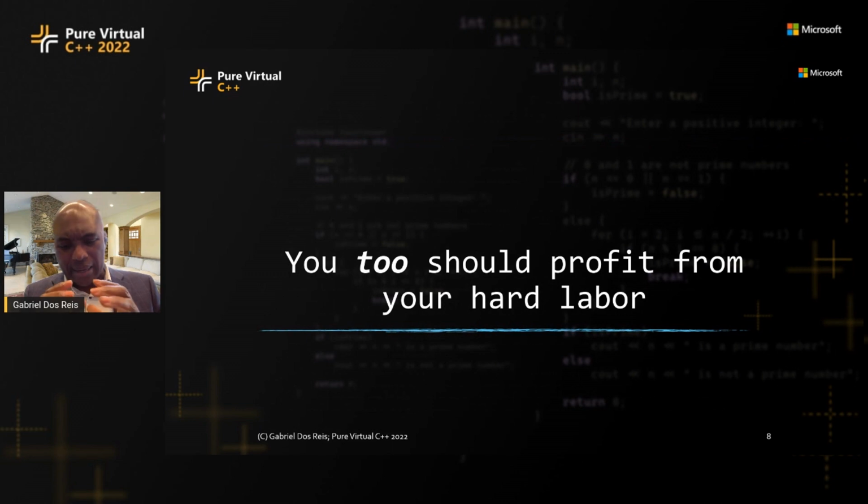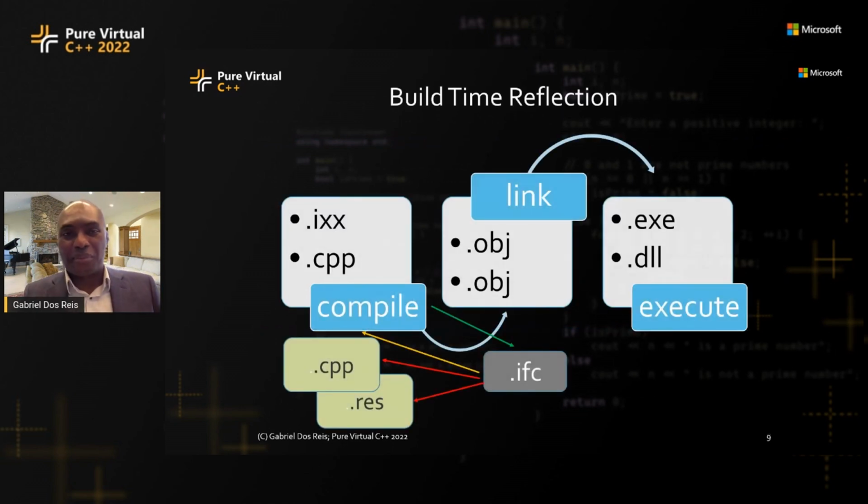So in short, while your compiler is benefiting from your hard labor, you too can benefit from it. When you compile, you produce these IFC files. You can use those IFC files if you understand the structure. You can generate new C++ files that are compiled and linked into your program, or you can generate resource files that are compiled to do something else, or you can just generate some monitoring program so you can do some kind of introspection.